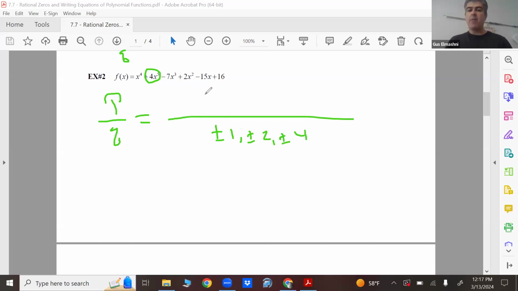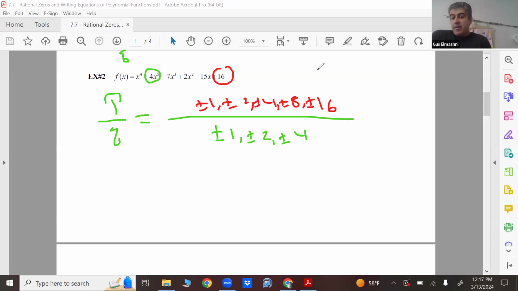And what's my constant? The one that does not have x. 16, there we go. By the way, if you don't see a constant, that means that every term has x. Factor it out, and then you'll get a constant. Factors of 16 are easy. You just get this, right? And you divide all those by 1, divide all those by 2, and divide all those by 4.